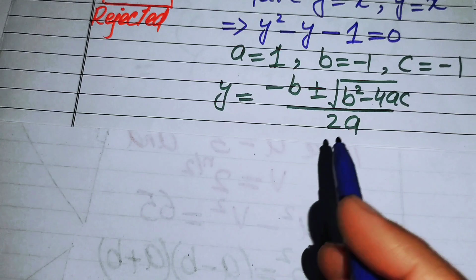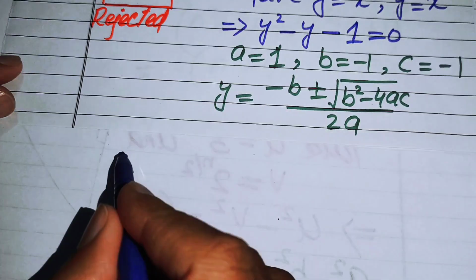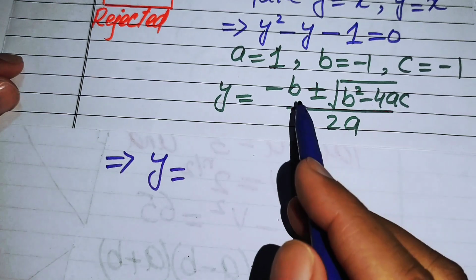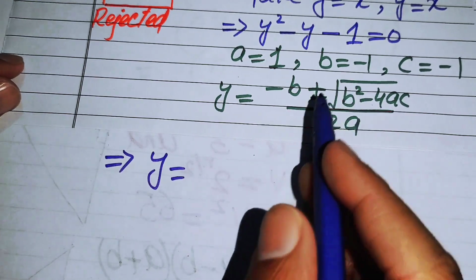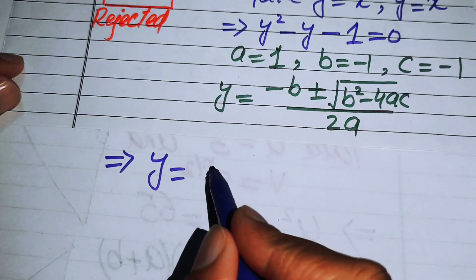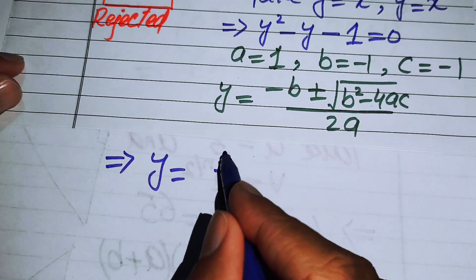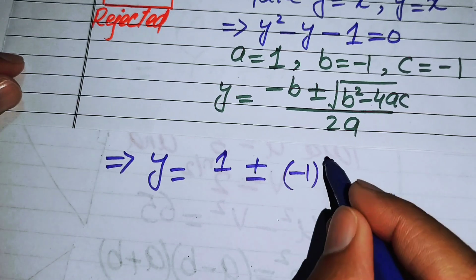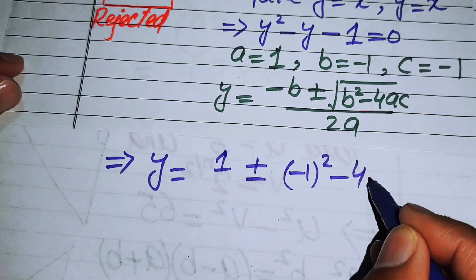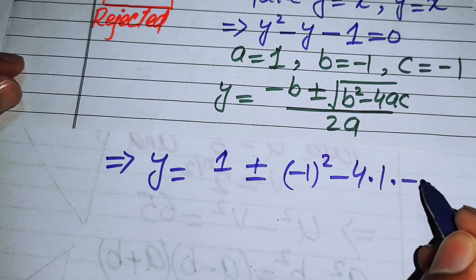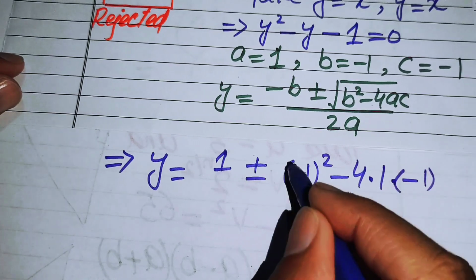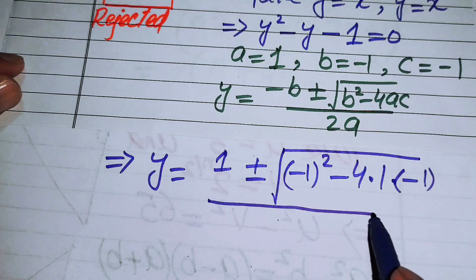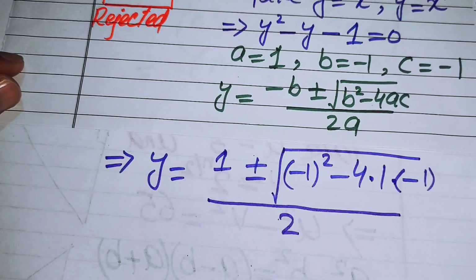And now we put all the values of a, b and c in this nice formula, and you will get here y equals minus b, and we have the value of b is minus 1. So minus times minus equals plus 1, and plus minus we have b squared, and it is minus 1 squared minus 4 times a is 1, and c is minus 1, and its whole square root, and this whole equation over 2.